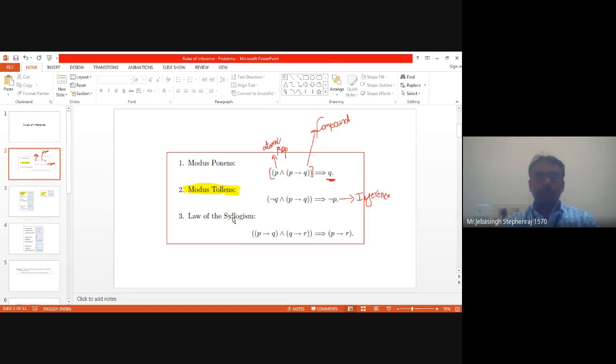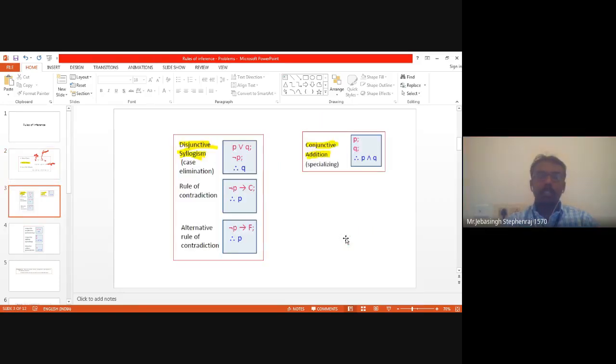Then law of syllogism. This is a very simple law. If P then Q and if Q then R, then what we infer is if P then R. Then disjunctive syllogism, or case elimination: P or Q and negation P, then what we infer is Q. The P and the negation P kind of cancel, they negate each other, so our conclusion is Q.